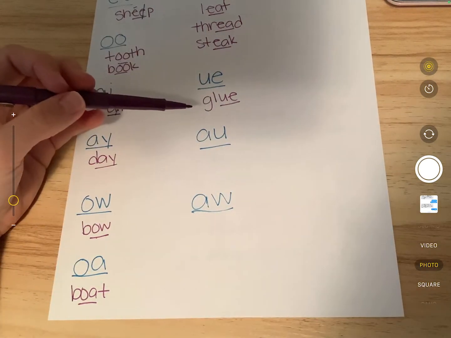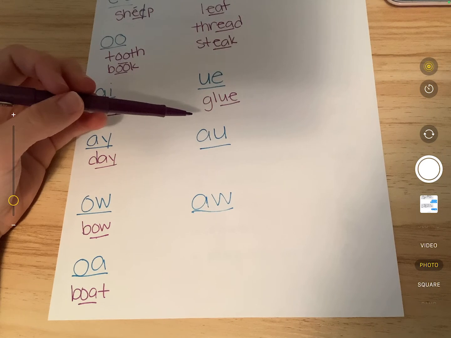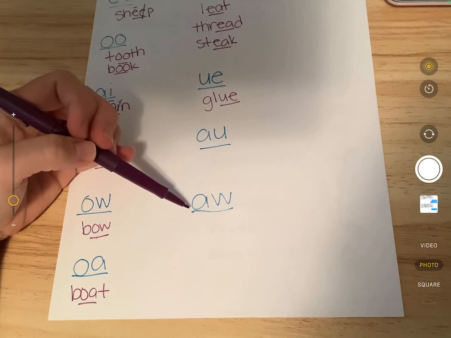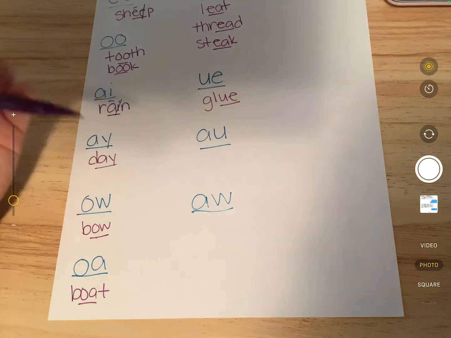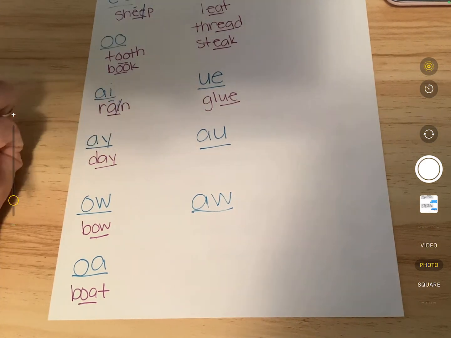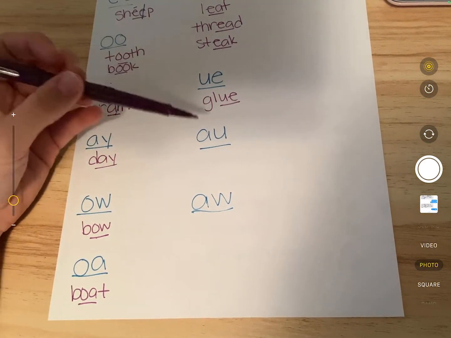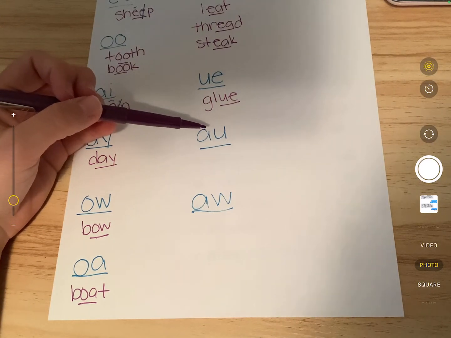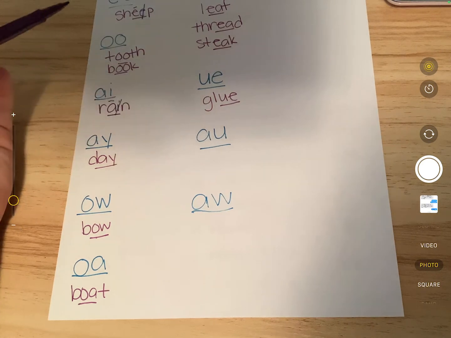Okay, AU we find in the middle or beginning of the word. AW we find at the end, usually. Remember, there's always exceptions to the rule, right? There's just some words that don't follow the rule. Can anybody think of a word that has the aw sound, maybe in the beginning or the middle of a word?